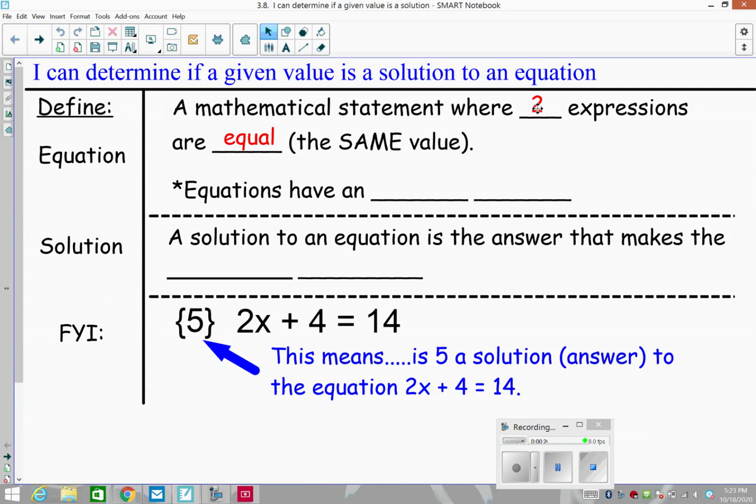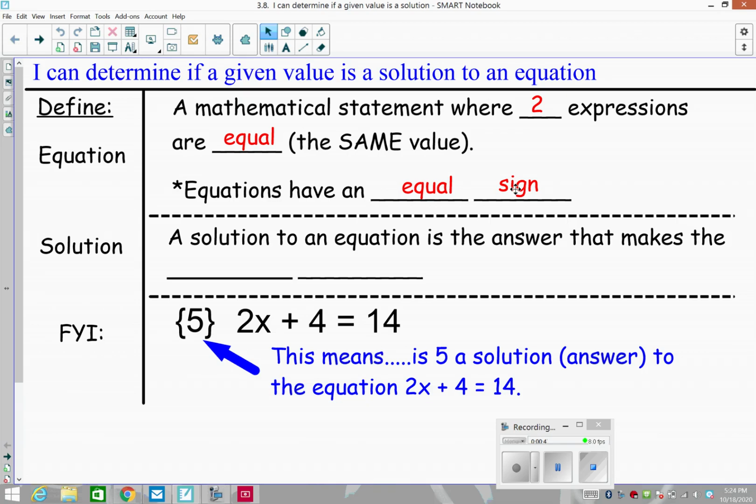Well, the first thing is just remembering what an equation is. An equation is a mathematical statement where two expressions are equal. So the left side equals the right side. That's where we build house, build fence, clean yard, keeping that balance. Equations have an equal sign.